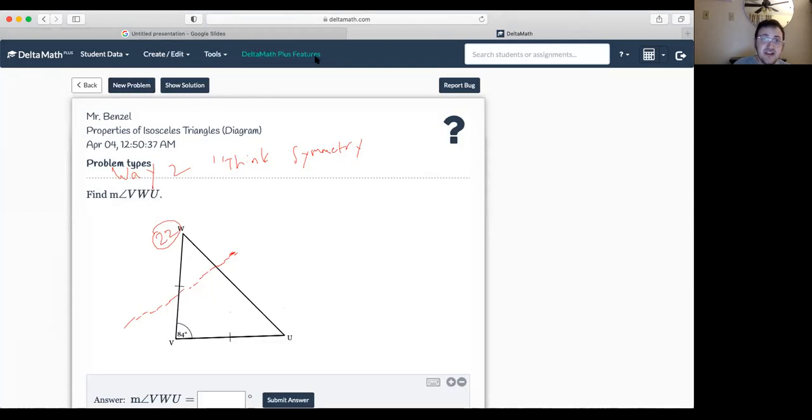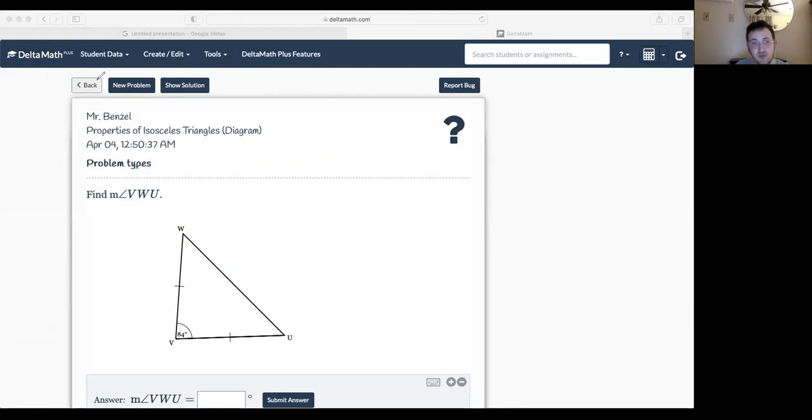Let's go to an angle problem now. We will call this example 2. This is a pretty similar idea. What I have on this problem is it's asking us for angle VWU.